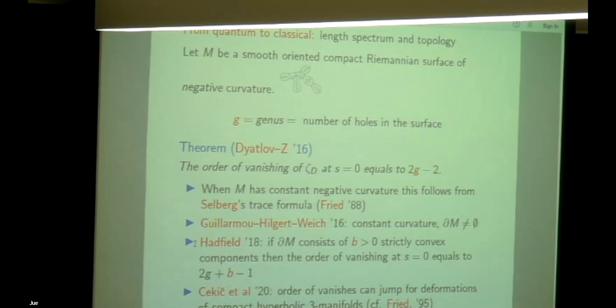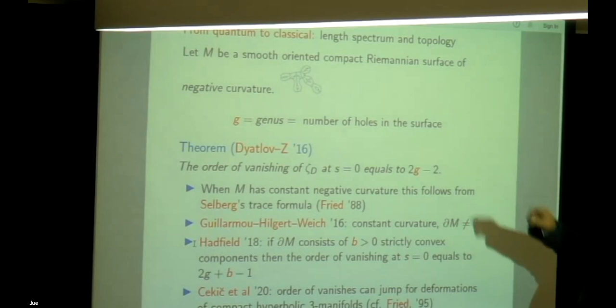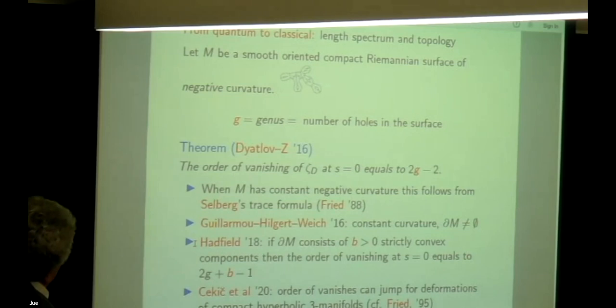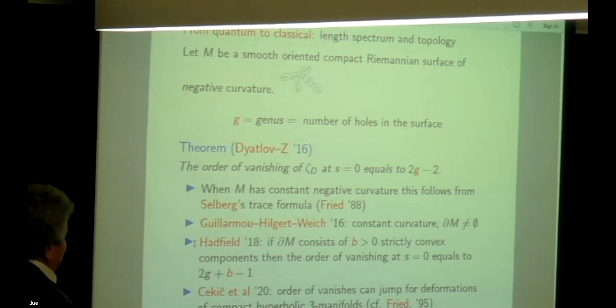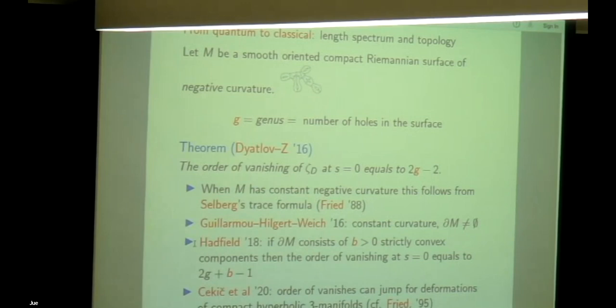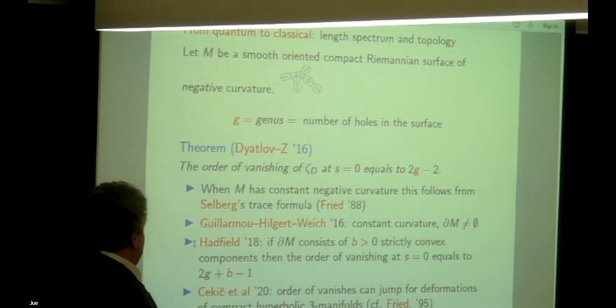And there are many applications. So here is my favorite. It's a short paper that Simon and I wrote in like two weeks. Suppose you take a Riemannian surface, not a Riemann surface, so not constant curvature, but a negative curvature surface. And what we prove is that the order of vanishing of the zeta function is exactly given in terms of the genus. That was known in the constant curvature case, but using very rigid methods, the Selberg trace formula. And then there are many follow-up results that maybe I can give you.